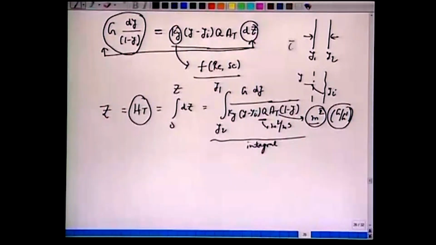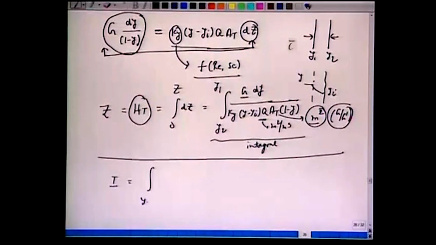So, for all quantities we have to integrate this y, or this quantity here, recognizing that G changes along the height, along the length of the column. So, very often this is quite complex, but one can simplify this. The same integral I can be written from y2 to y1.